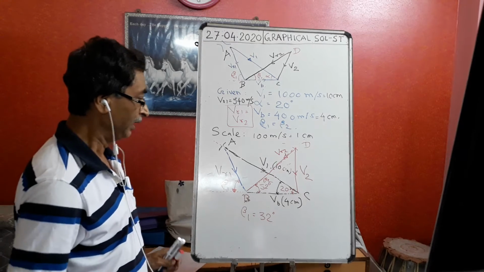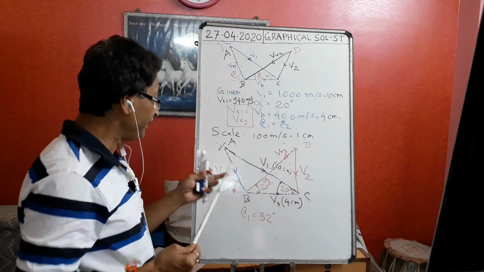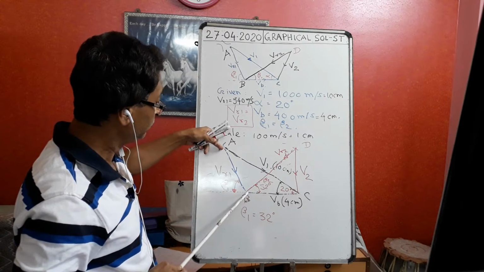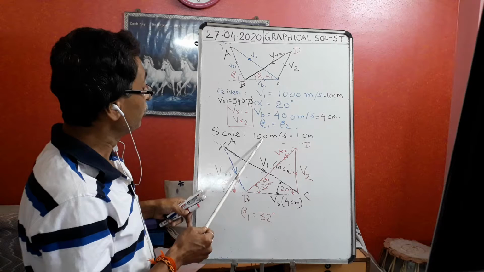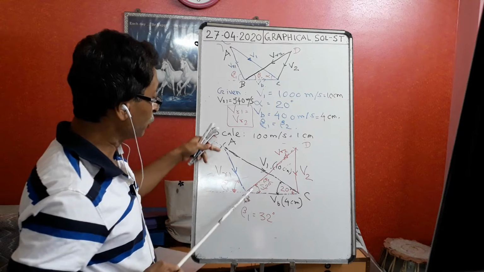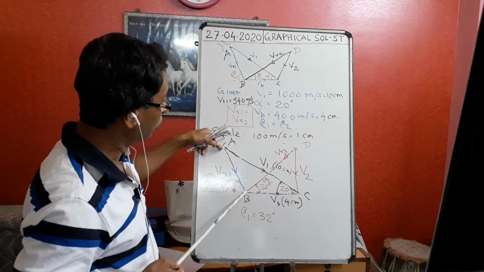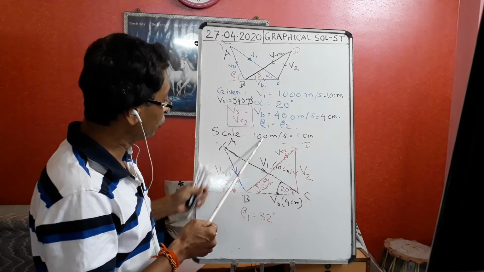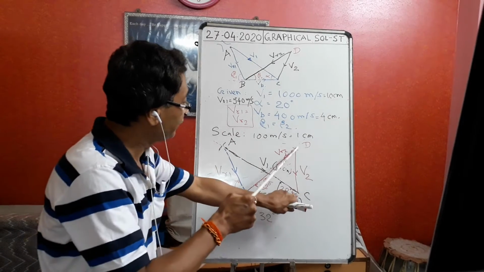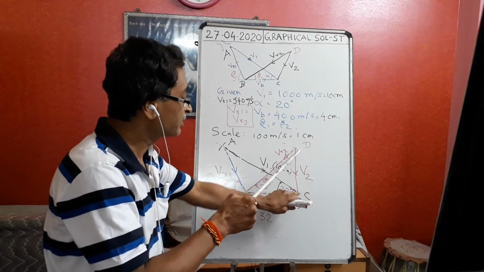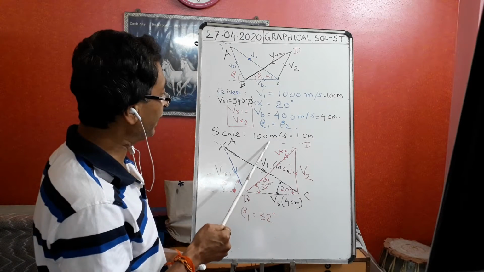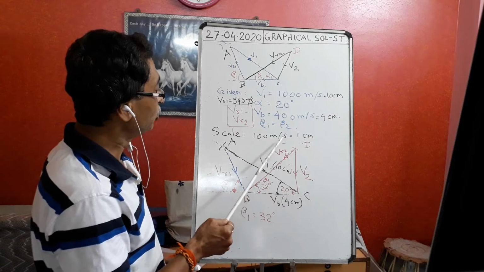Now if anybody asks what is the VR1, I will measure it and multiply by 100. This is called the scale, because whatever length I get, I have to multiply it with the scale. The length is 5.4, so the actual velocity will be 5.4 into 100. Then I will measure V2. Suppose V2 comes 3.6, then I have to multiply 3.6 by 100.